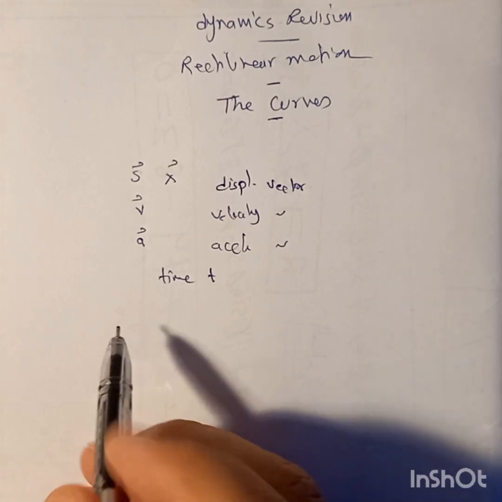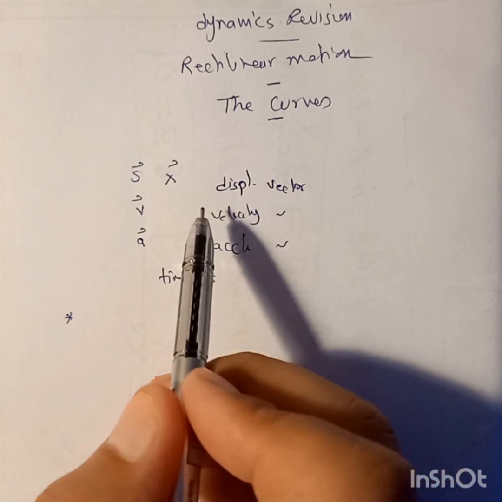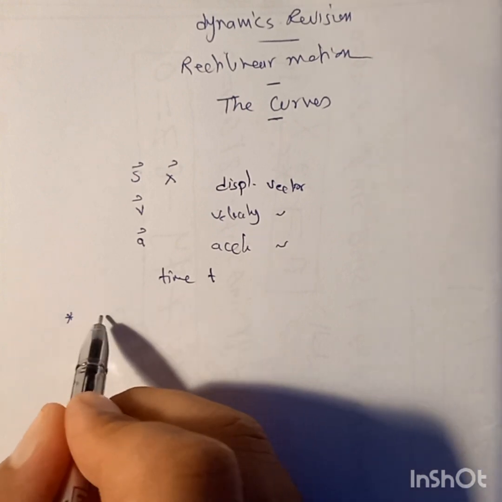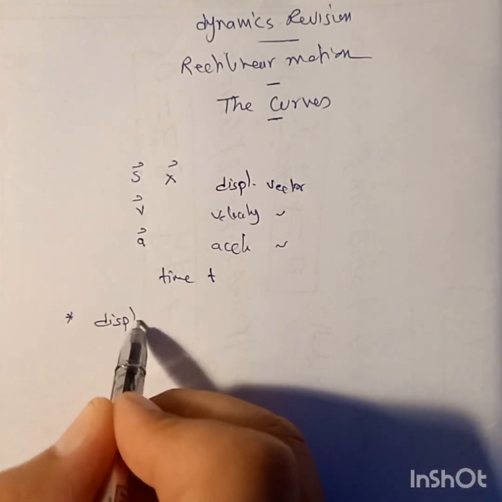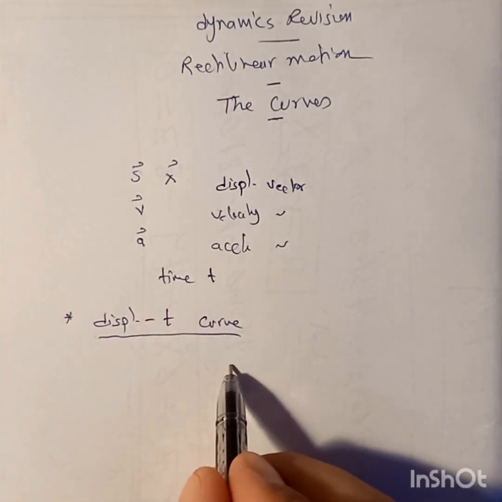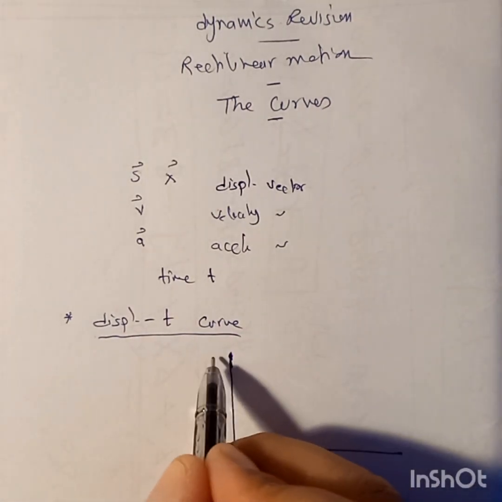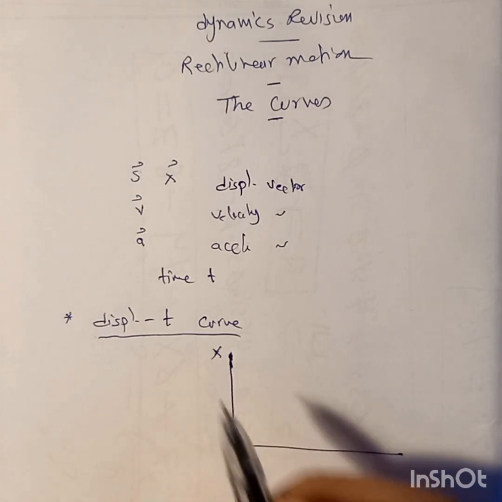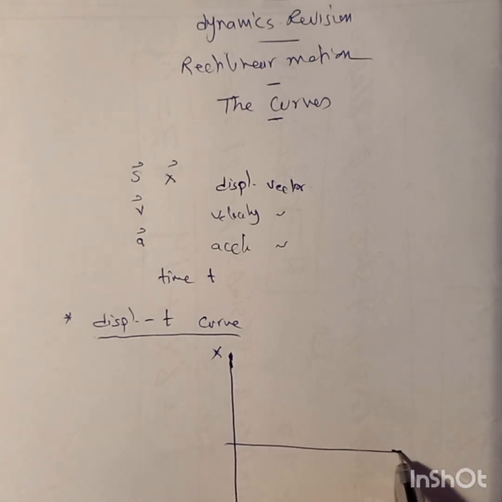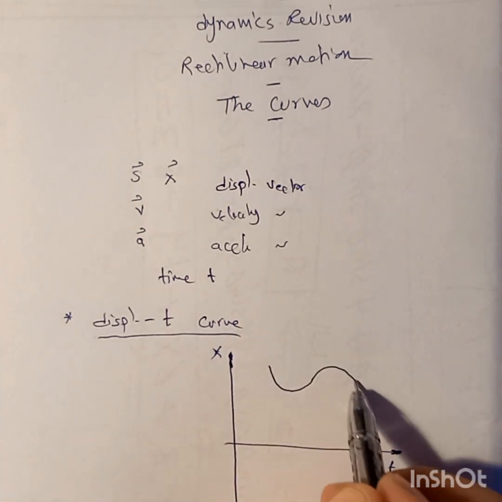We'll start explaining the relation between the displacement or the position with respect to time. Then we'll explain the position or displacement time curve. If we have this curve showing the relation between the displacement or position of any body moving in rectilinear motion with time t, and we have this curve, for example, in this form.